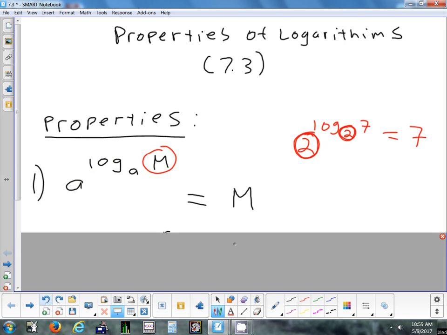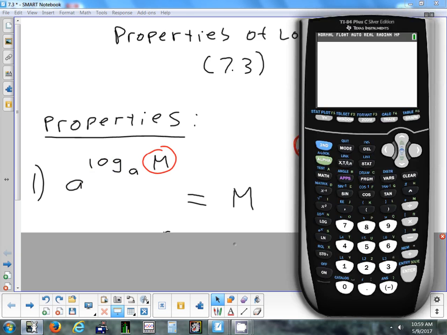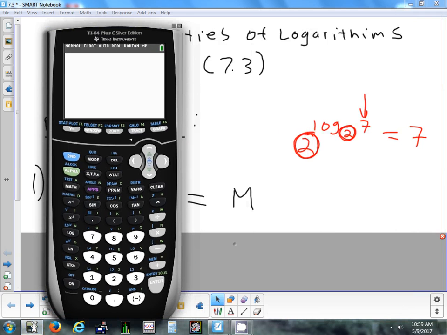Yeah, it would be 7. The answer is basically whatever's right there. Now, you could double check that by typing that whole thing in. It's going to be kind of messy to type in, but if I take 2 raised to the log, let's do it like this, raised to the log base 2.